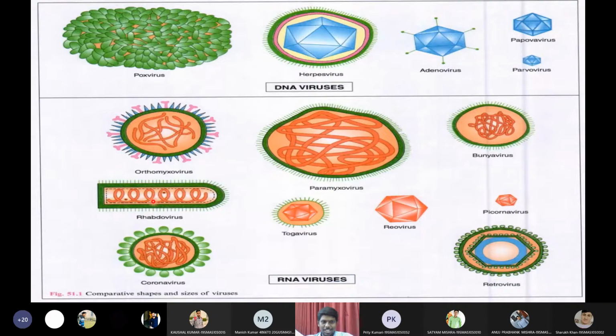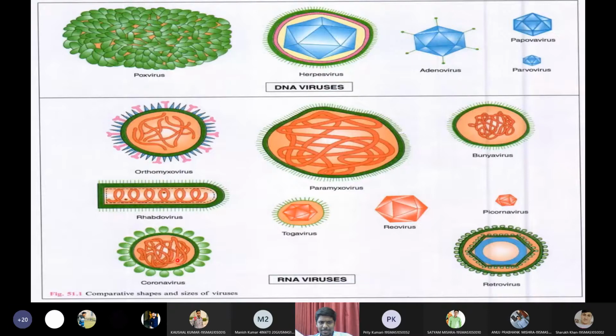Then this one. What type of virus is this? Tell me its symmetry, morphology, shape, everything. Sir, bullet shape. Bullet shaped, very good. Enveloped, very good. And helical, sir. Helical, very good. Symmetry is helical, it contains an envelope, and it is a bullet shaped virus, which is the rabies virus or rhabdovirus. Very good.